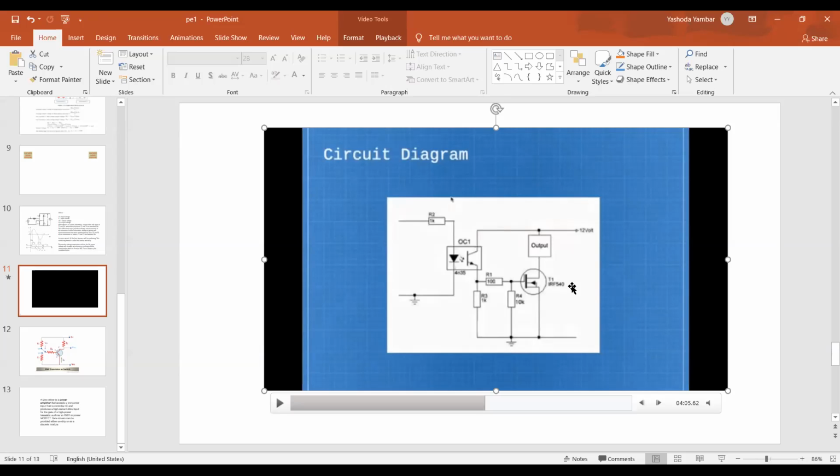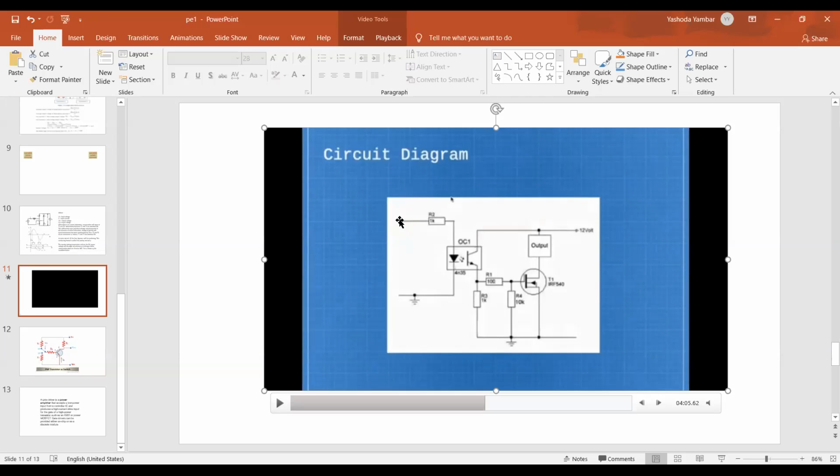In industries, you have a bulb or a motor as the load. How to explain this circuit? I repeat, this particular circuit is very important. You can draw this circuit directly in the examination. So gate drive circuits of MOSFET and transistor contain an optocoupler. An optocoupler is the combination of an LED and a transistor.